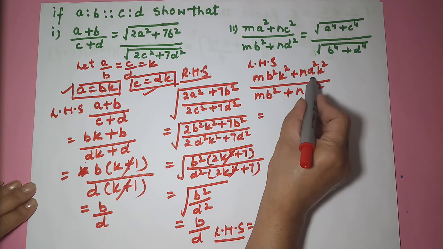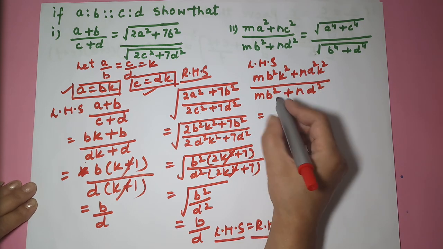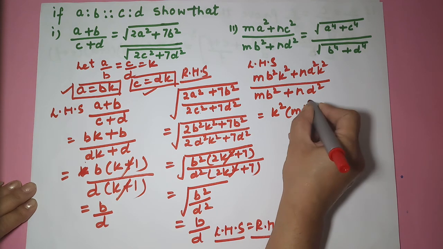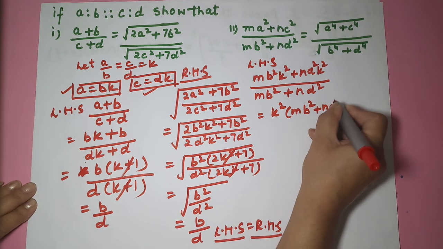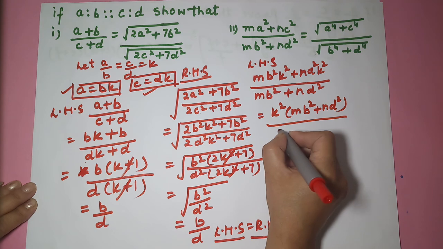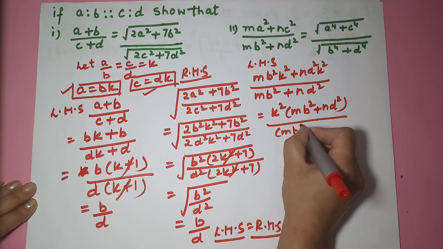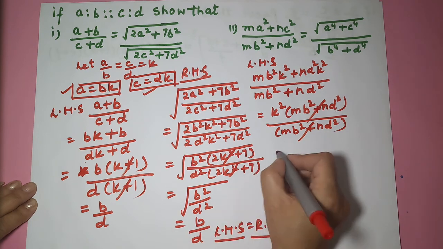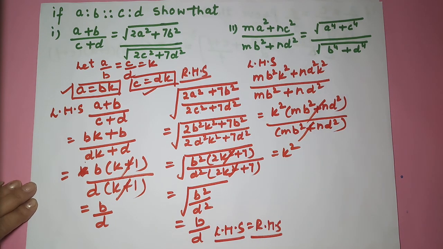So this will be... Can we take anything common? Let's see. Yeah, k square we can take common. So we will get mb square plus nd square. Oh, this is matching with our denominator, right? So we can cancel this. So finally we are left with k square.